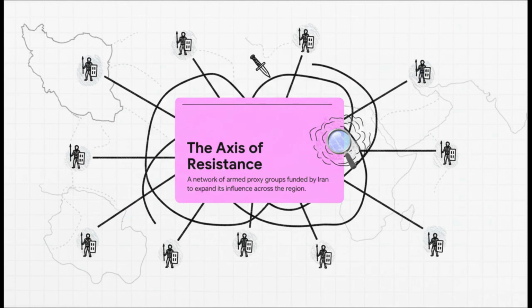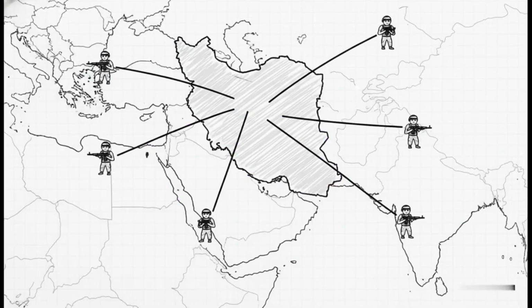Now, a huge piece of Iran's strategy over the years has been to build its influence and fight its enemies, namely the US and Israel, without having to get into a direct fight itself. And it did this by building something called the Axis of Resistance, basically a way to fight a shadow war all across the Middle East. And this map right here shows you just how wide that network really is.